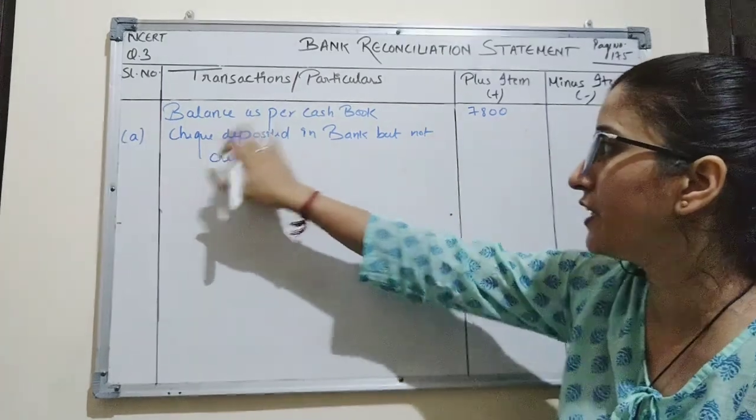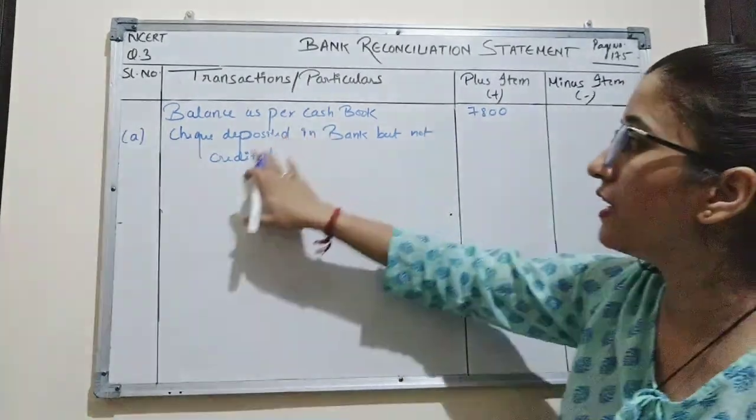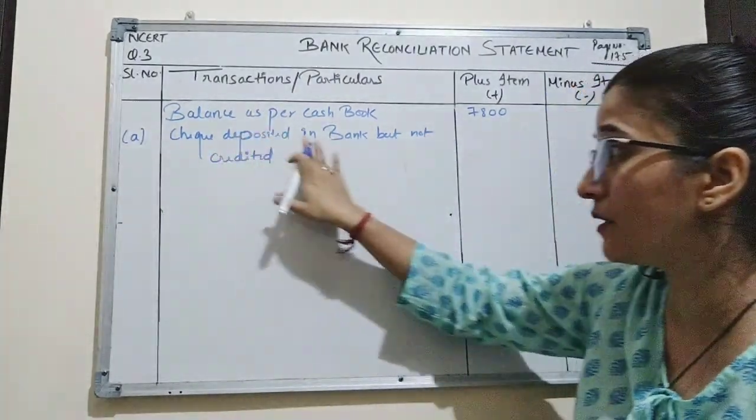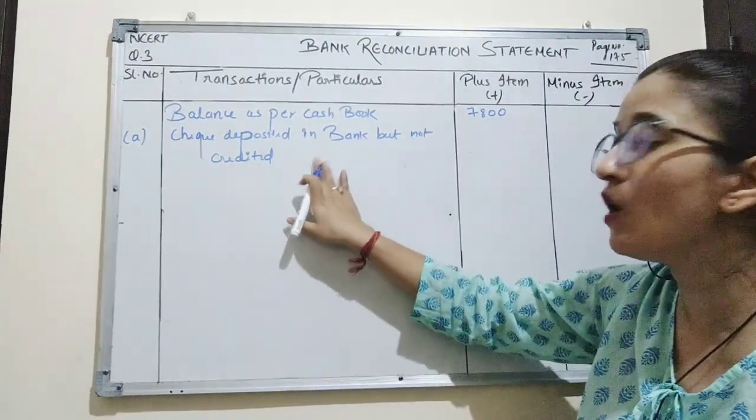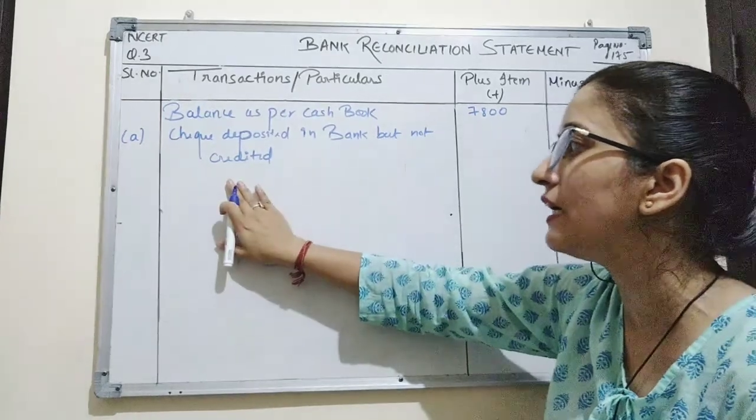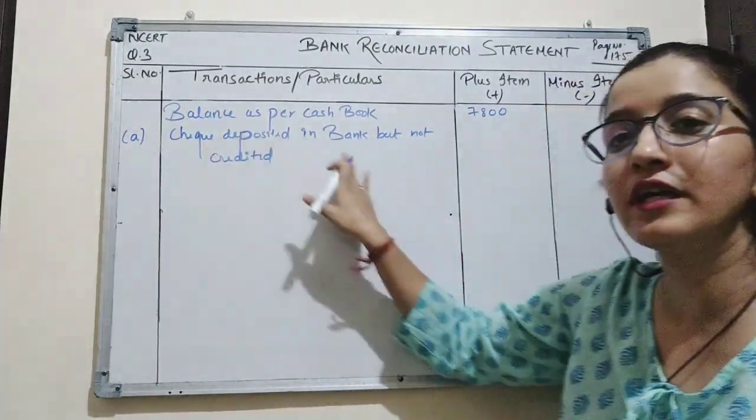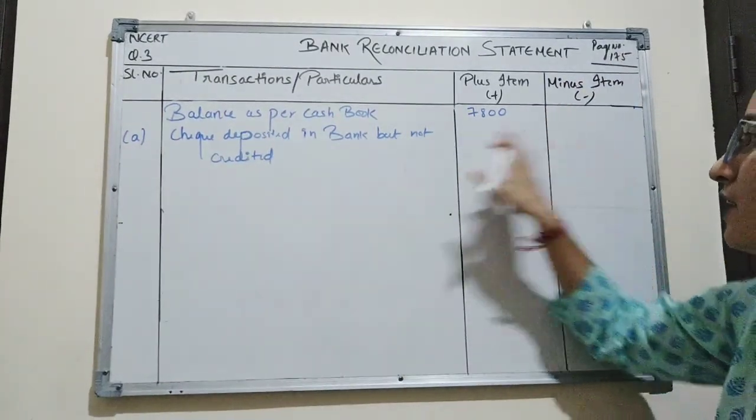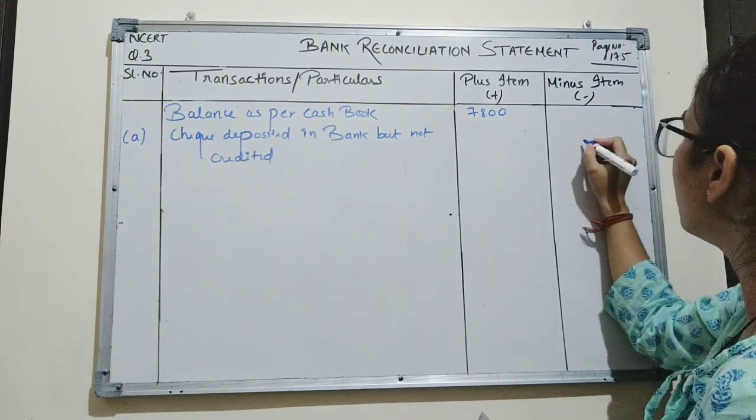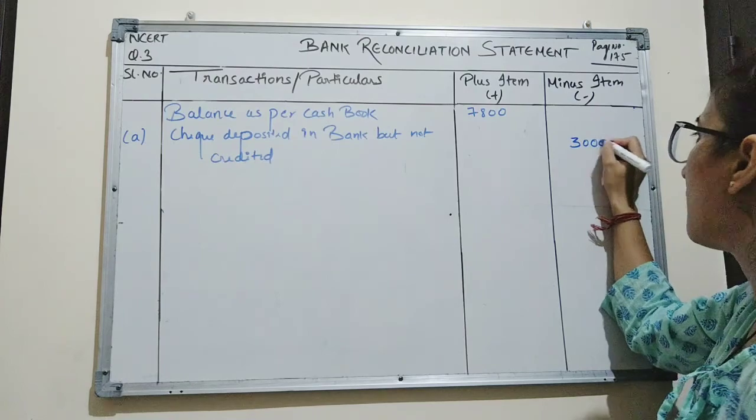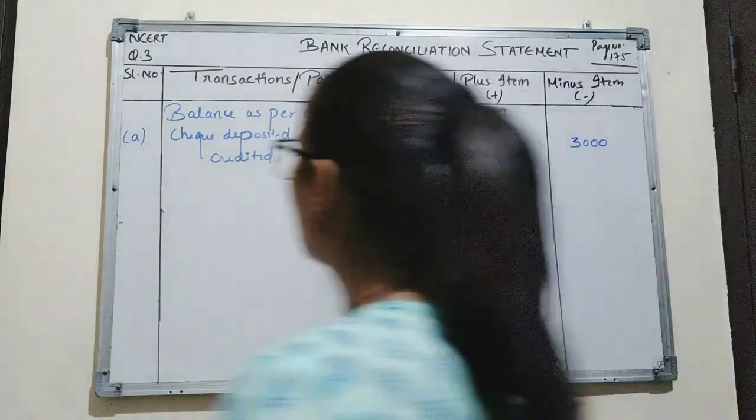जब चेक बैंक में डिपॉजिट हुआ लेकिन वो क्रेडिट नहीं हुआ, तो बिजनेसमैन अपनी कैश बुक में उस अमाउंट को इंक्रीज कर देगा, जबकि वो क्रेडिट नहीं हुआ है। तो इस अमाउंट को रिकंसाइल करने के लिए हमें इस बैलेंस को माइनस आइटम में रिकॉर्ड करना पड़ेगा। So we will record 3000 in minus item.